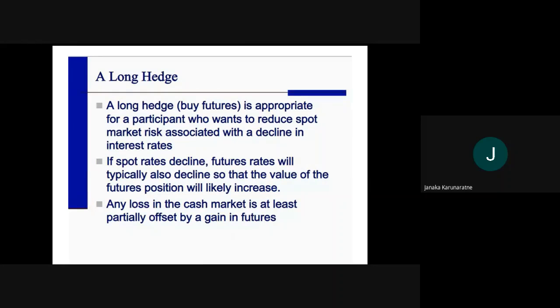So with a futures contract, you may not get the exact hedging you want. Here we are talking about euro-dollar futures for short-term interest rate risk. Here I am talking about interest rate risk related futures contracts. There are other futures contracts, equity futures, foreign exchange futures, so many futures. But here we are talking about interest rate related futures only. I'm not going to discuss other futures here.